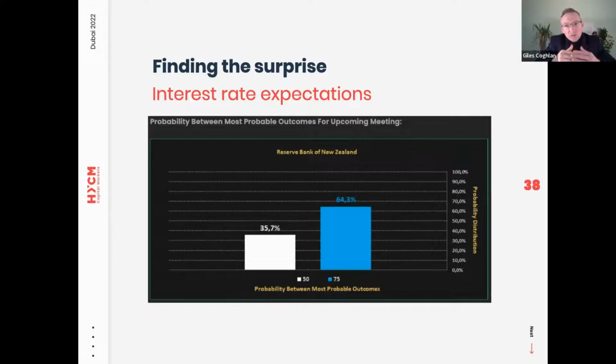So a 50 basis point rate hike would be a disappointment, and I'd expect the New Zealand dollar to fall. And I would look to trade that against the Australian dollar, because a central bank policy against the RBA and the RBNZ is a general good currency pairing. So, okay, that's what I'll be looking for. So a 50 basis point hike would be a surprise, and I'd expect some reasonable upside against the Aussie New Zealand dollar.